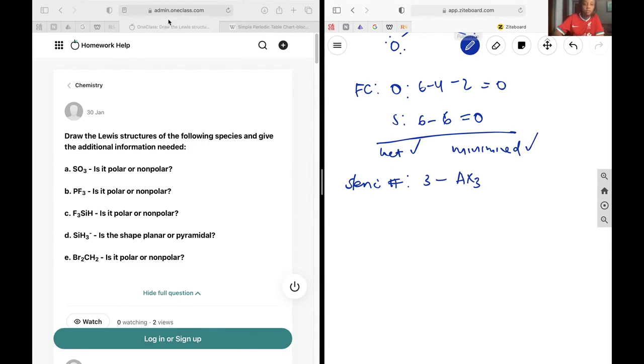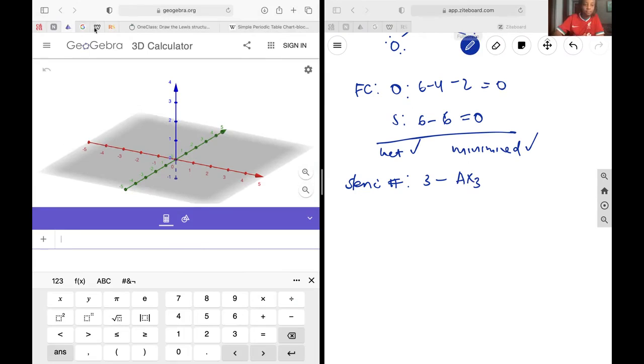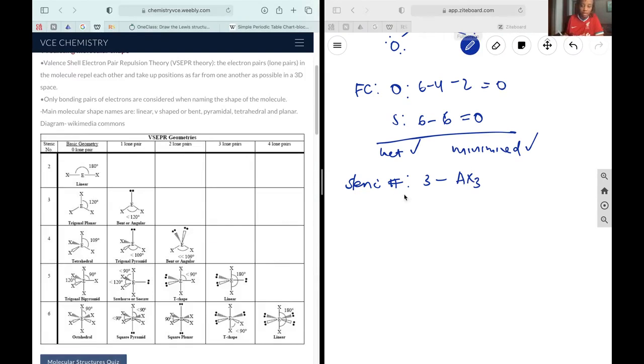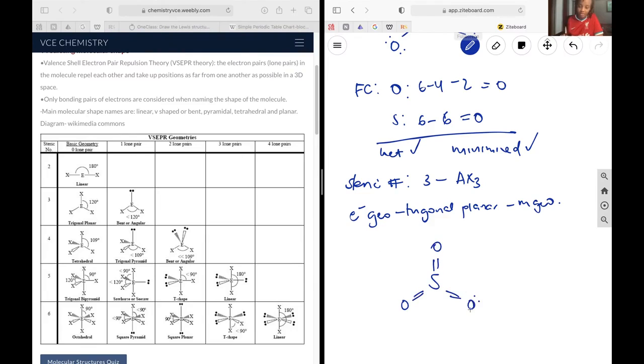And so now I go ahead and check my VSEPR chart. My electron geometry will be trigonal planar, and so my molecular geometry is also trigonal planar, since I don't have any lone pairs. And so when I draw it, it will look exactly as it did before, because I was informed by the geometry when I drew it. And that's what it's going to look like.